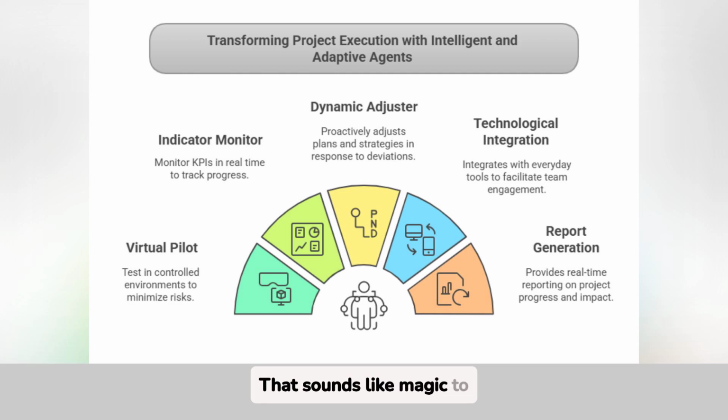That sounds like magic to me. Really. Because often, what's missing is precisely that ability to react quickly and well-informed. It's not magic. It's control and agility combined with artificial intelligence. This agent also generates automatic real-time reports. You can see at any time how the plan is progressing, which tasks are completed, which milestones are delayed, and the real impact the implementation is having on business objectives.